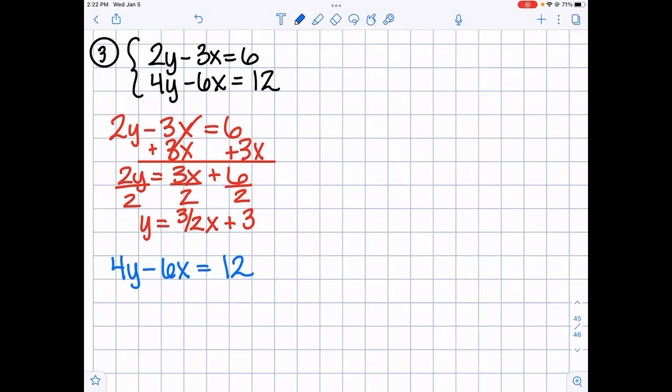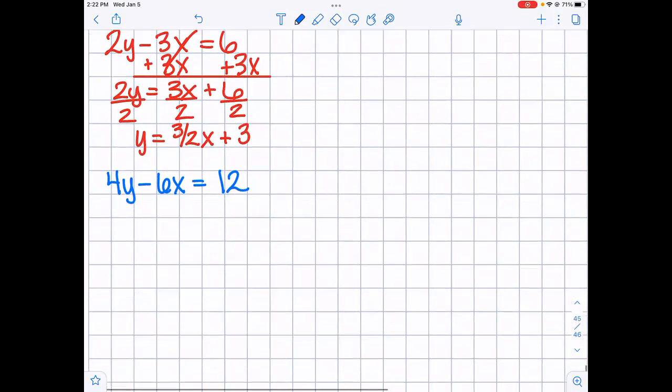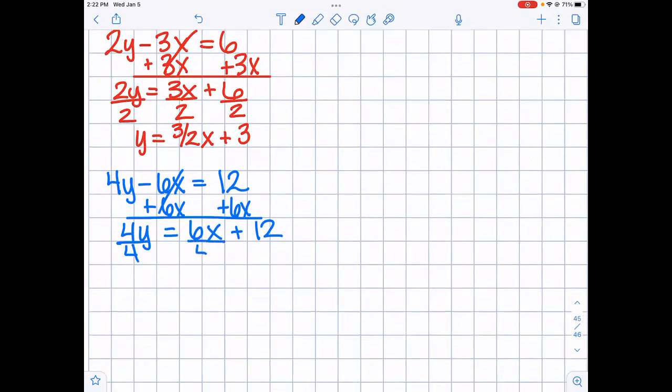4y minus 6x equals 12. How am I going to solve this one? Add 6x. 4y equals 6x plus 12. What am I going to do next? Divide everything by 4. y equals... is 6 divisible by 4? No, but you can reduce it to 3 over 2 x plus 3. 12 divided by 4 is 3.